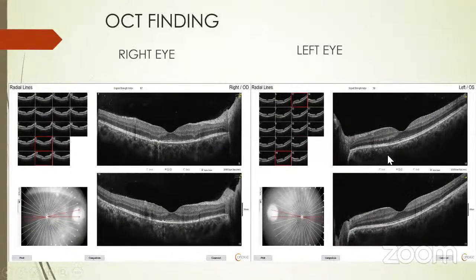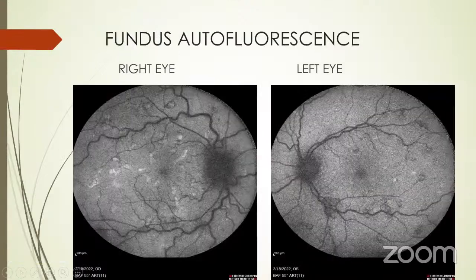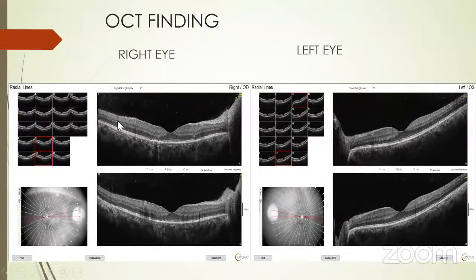At some places, you could see nodularity in the RPE. Whereas in the left eye, as I have already told, the lesions were less on the posterior pole and more in the mid periphery, so we couldn't get them on the OCT scan. Also, vitreal hyperreflective dots were there in the OCT, in both the eyes, right more than left.